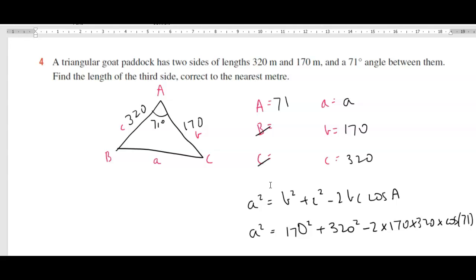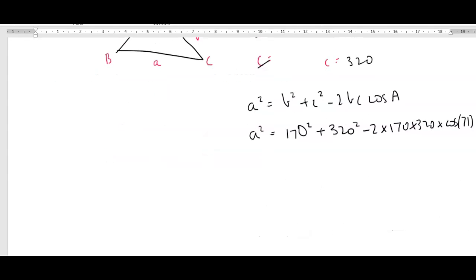All right, and we just want to take the square root of both sides. Girls, it's really important that you do show the square root sign, especially if it's a show that question. In marking further exams, if you don't do that square root, you get it wrong. So just make sure you do show that square root.